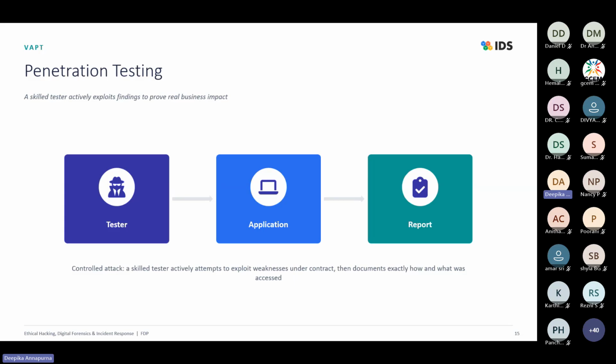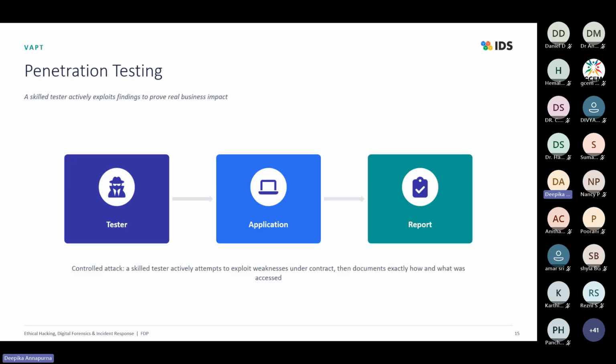And finally, what will they do? They will report it. These are the vulnerabilities which we found. We found 15 vulnerabilities, out of which only 10 can be exploited. That means these are very critical ones. You need to fix them immediately.